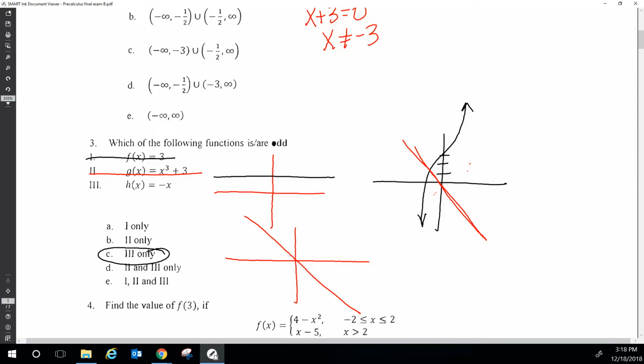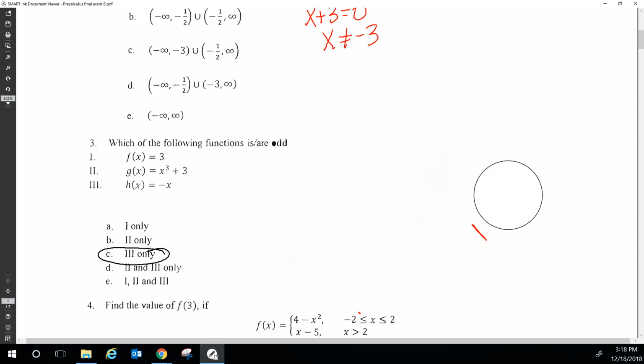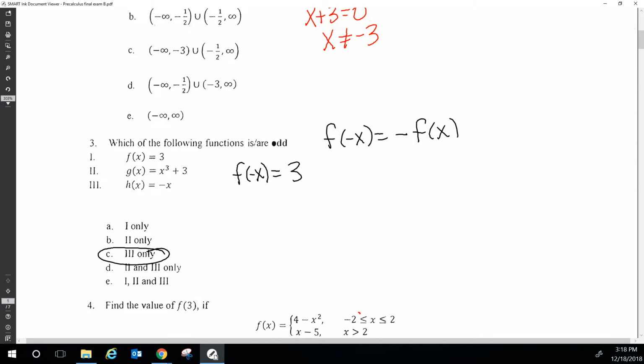All right. Say I don't understand the graphs and I want to figure it out algebraically. If it's odd, then we know f of negative x has to be equal to negative f of x. So in other words, if I plug in a negative x, it's going to spit out a negative y. So if I put in negative x in this function, there's nowhere to put it, so it's just going to be 3. This is not minus this guy, so this one's not odd.